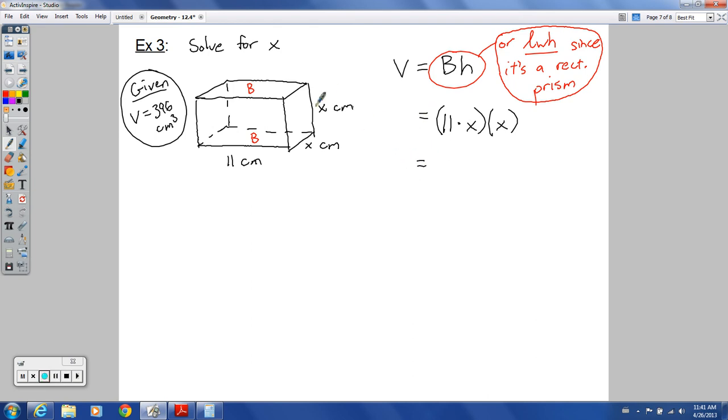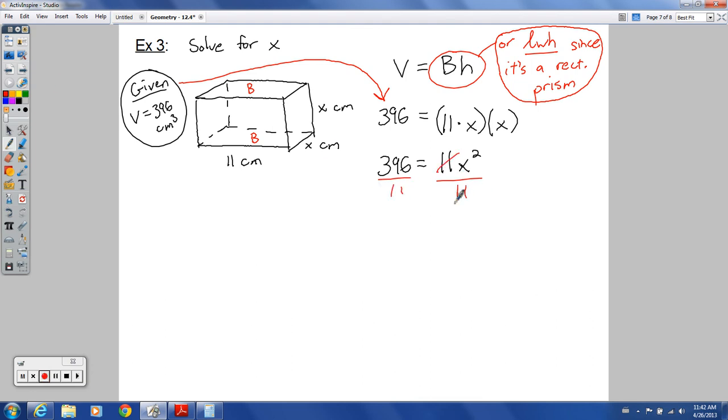And I know that this is supposed to equal 396. So I'm going to put that right in there. Let's use our different color for this as well, and show that we plug that in right there. So that's where that number came from: we were given that number right there. And so we have 396 equals 11 times x times x, which is 11x squared. And then show these other steps in your different color.